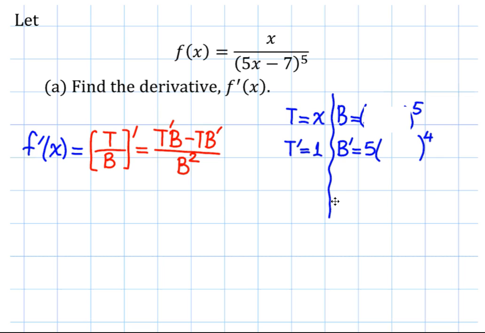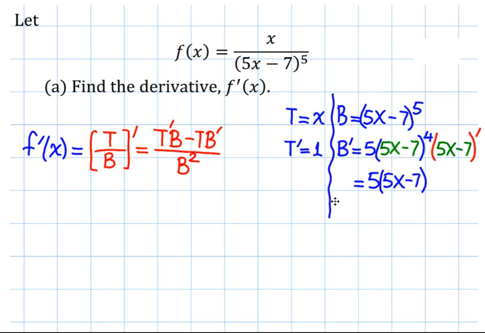It doesn't matter what is inside the parentheses for that step, but with the chain rule, very important, we have to take the derivative of what is inside the parentheses. Now we just copy it, 5x minus 7. First we have 5 times 5x minus 7 to the fourth power. I just copy that from the previous line.